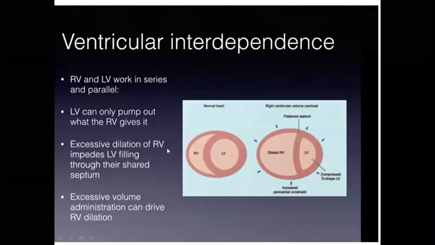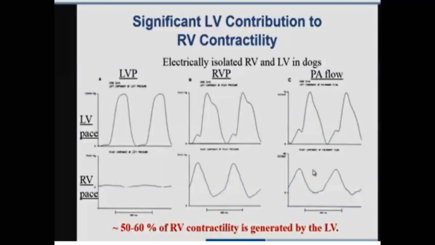Excessive dilatation of the RV impedes LV feeding through their shared septum, and so does excessive volume administration. So this is also important during treatment, like in a patient who has already compromised left ventricular feeding because of volume overload at the RV. If you give excess volume, the patient will have worsening of the LV feeding, resulting in progressive hypotension and organ hypoperfusion.